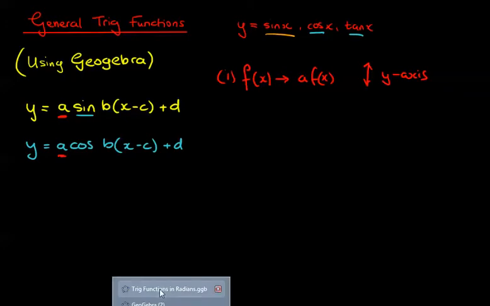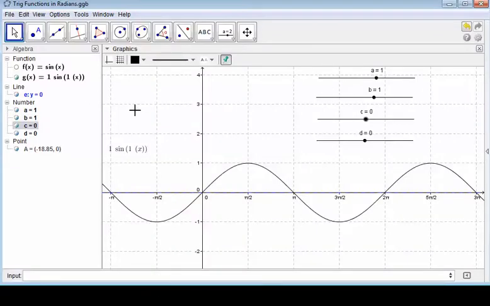So if we go to our GeoGebra software here, what we're going to do is change this bar, which represents the A value. At the moment, this is just sine x. I haven't done anything to it. It's just 1 sine x and then bracket 1x, and so it's just sine x. And I'm going to change this value A to 2. If you look at it, this number here is going to change. So let's see what happens.